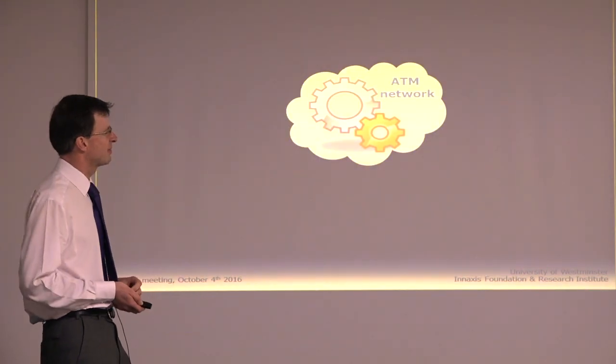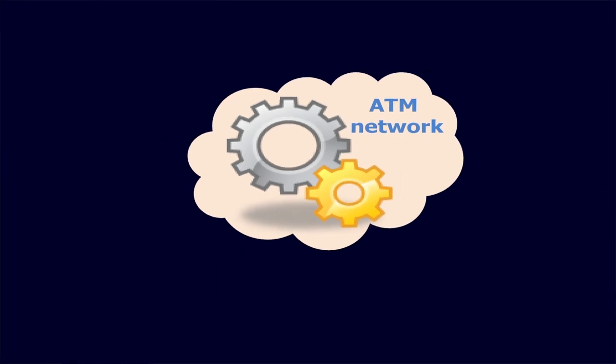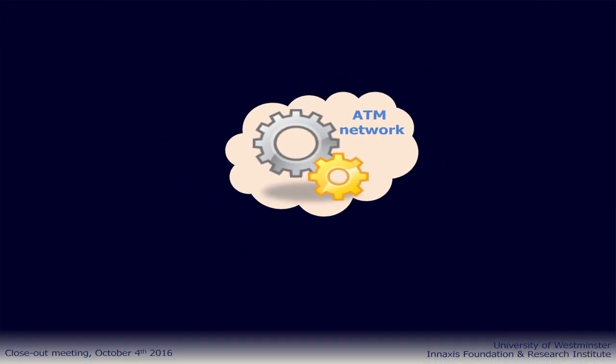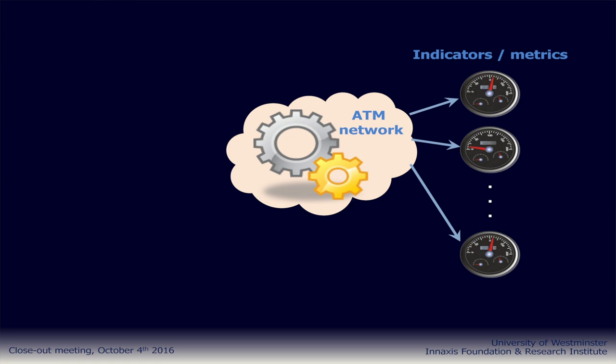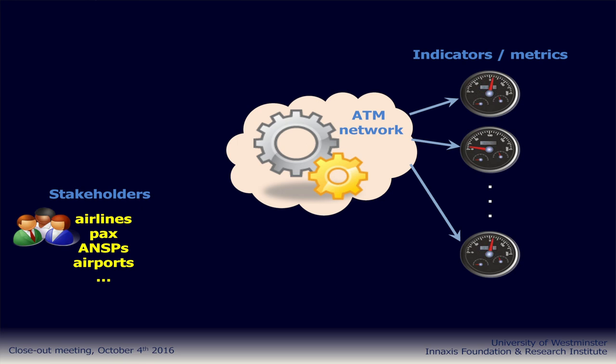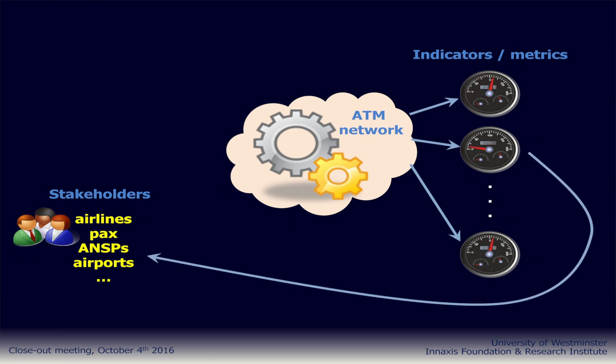I think it's always best to explain things in a picture. So we have the ATM network, and as part of the outputs from the network, we're all familiar, we have indicators and metrics to understand what's going on. Then we have the agents involved in how the network works, the airlines, passengers, ANSPs and airports, etc. And their understanding of how the network is performing is based on their looking at the indicators and the metrics. And then, of course, stuff happens.